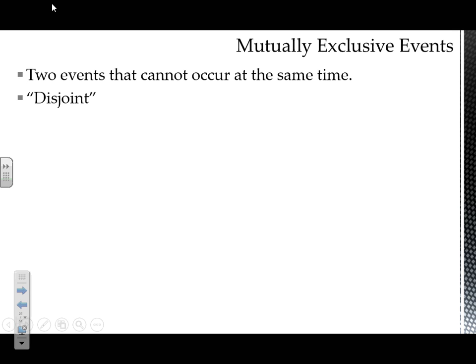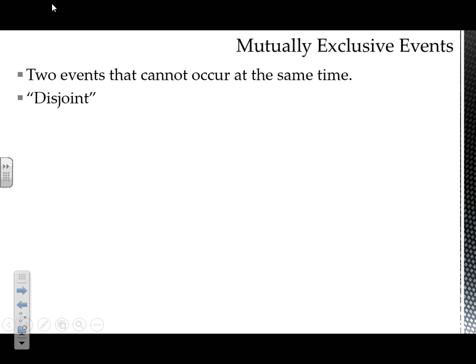So if I were to roll a die, two events that would be mutually exclusive would be rolling an even number and rolling an odd number. If I look at those two events, can I ever get a number that is both even and odd at the same time? No. That's what we mean with mutually exclusive.